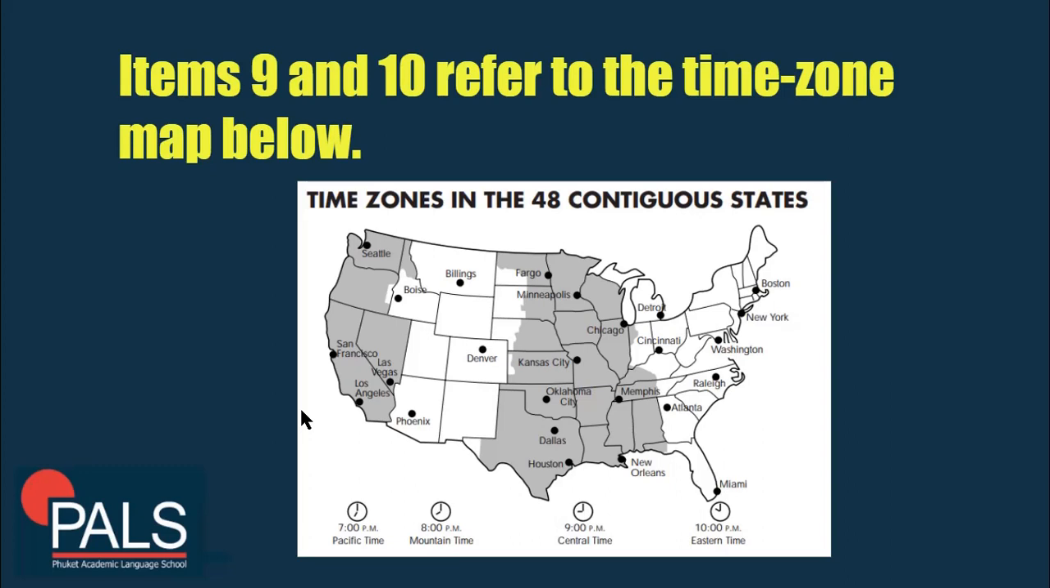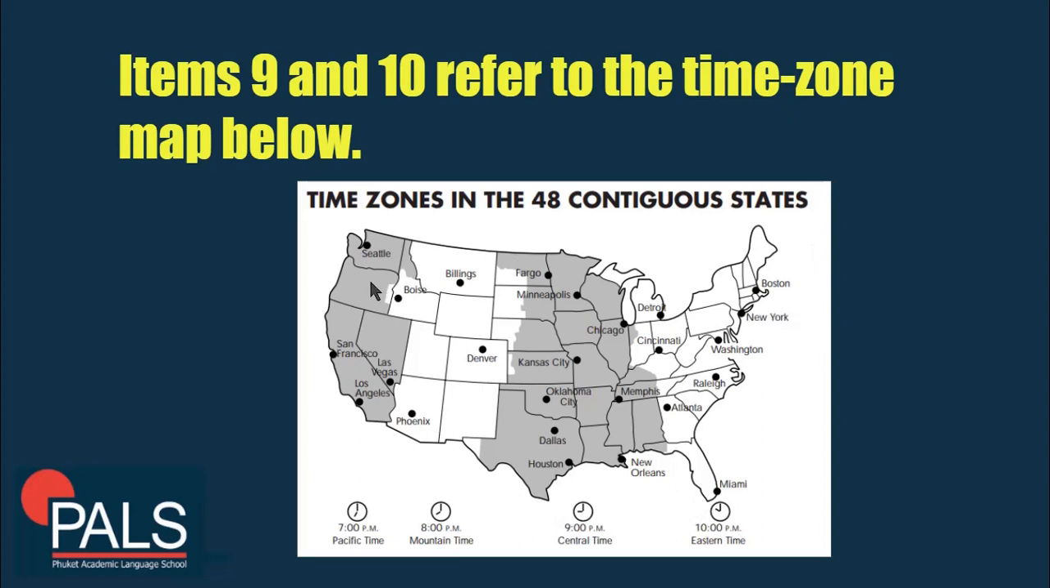Now let's go to a different type of test, which is maps and diagrams. If you take a look at the map here, you can see we have different time zones, different areas. This is the time zone map. So take a look at the details. It's 7 p.m. in the Pacific time. It's 8 p.m. in the Mountain Time, Central Time, 9 p.m., and Eastern Time, 10 p.m. So PMCE, 7, 8, 9, 10, all right?